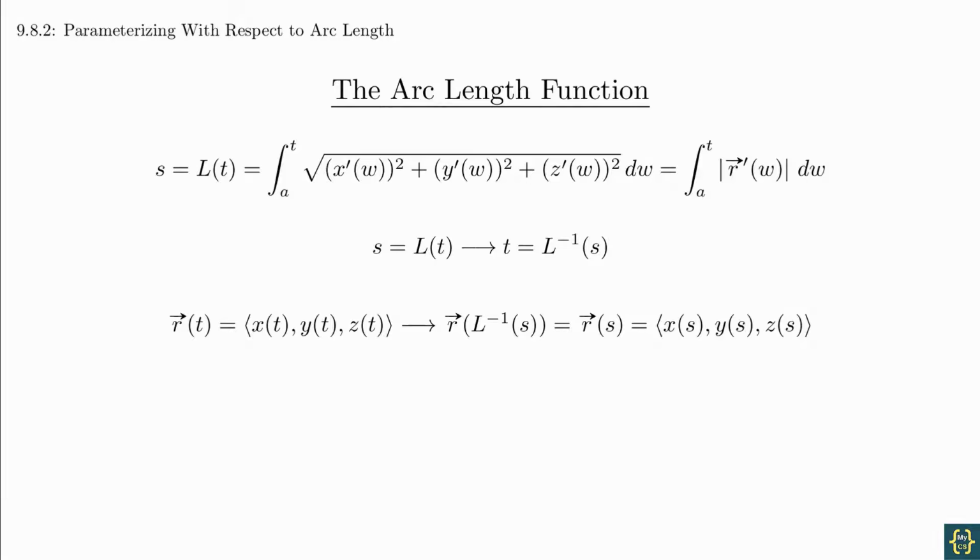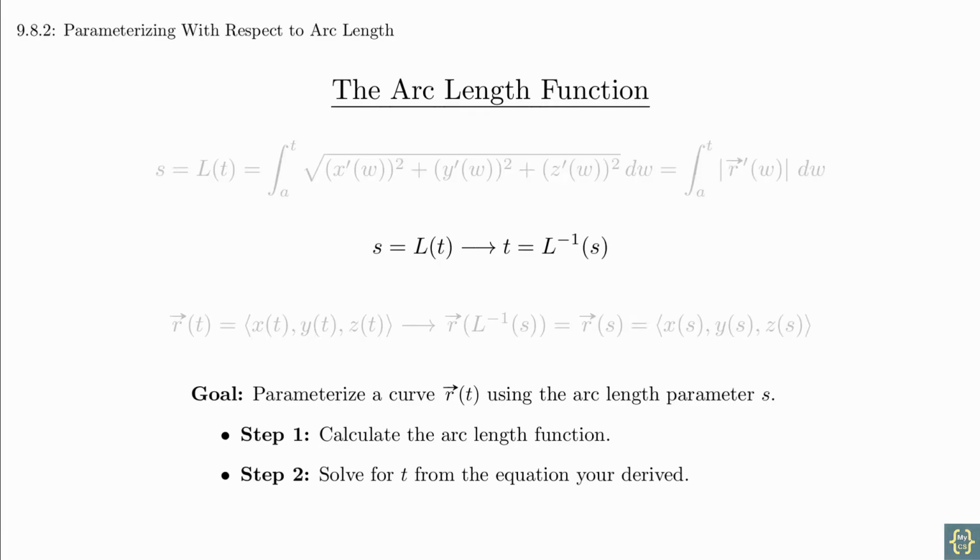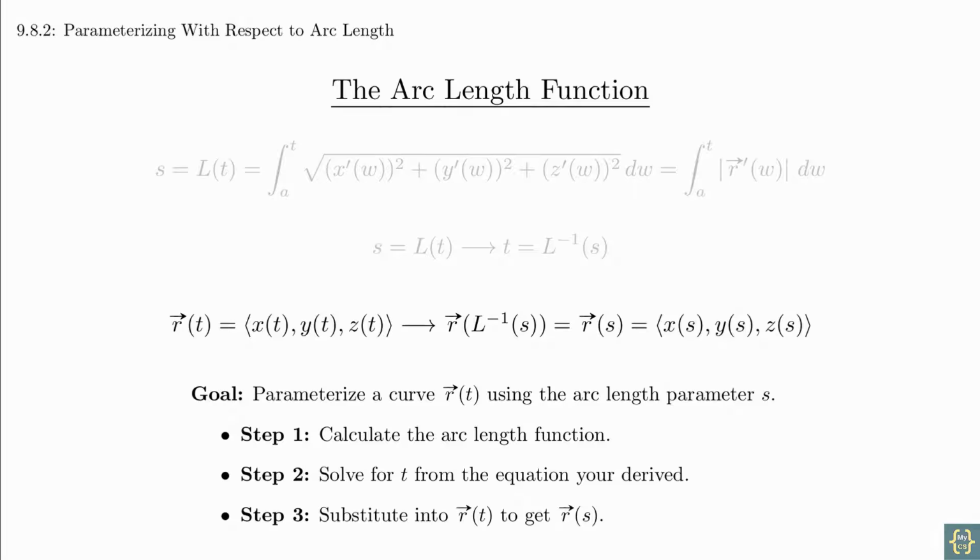Those last steps are often confusing in the abstract, so we will outline a computational process and do a quick example. The goal is to parameterize a curve by its arc length given some parameterization using a generic variable t. The first step is to calculate the arc length function. This will give you an equation of the form s equals something in terms of t. The next step is to solve for t from this function so that you end up with an equation of the form t equals something in terms of s. The last step is to just plug this into the original formulas so that your curve is parameterized with the variable s. These are the steps that we're going to follow in the upcoming example.